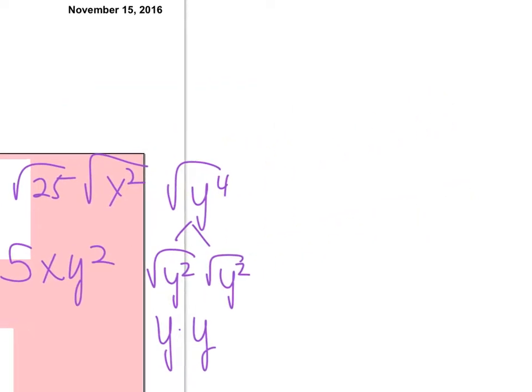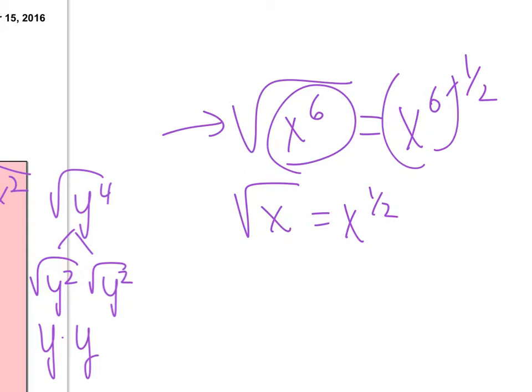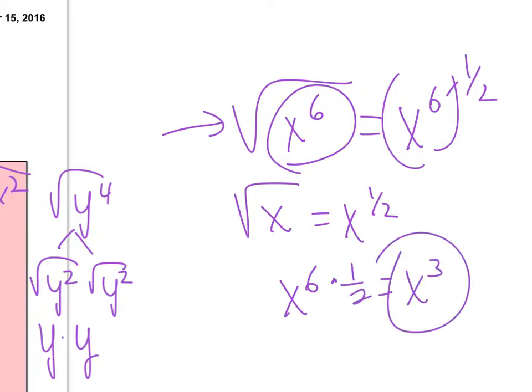Another way to think about it is this. If I've got the square root of x to the 6th, that is equivalent to saying x to the 6th raised to the 1/2 power. So square root means raising something to the 1/2 power. Using the power to a power rule, I take 6 times 1/2, which gives x to the third, and that's going to be my answer.